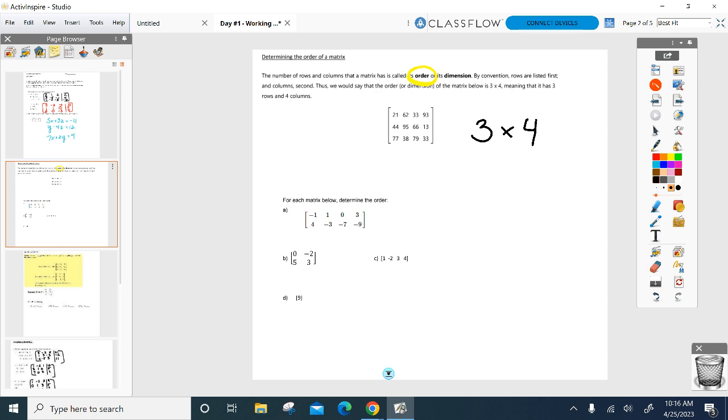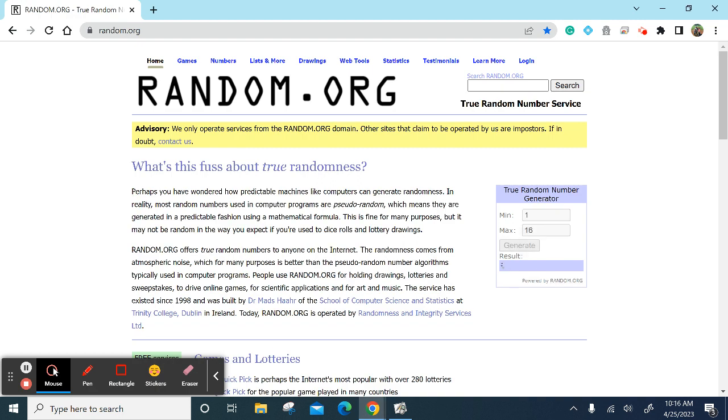All right, I got the number generator ready to roll. I know you're excited, so let's flip the page over and look at these 4 different matrices. How big are they? What is the order of each of them? So letter A, take a look. Row by column. Yeah, row by column.